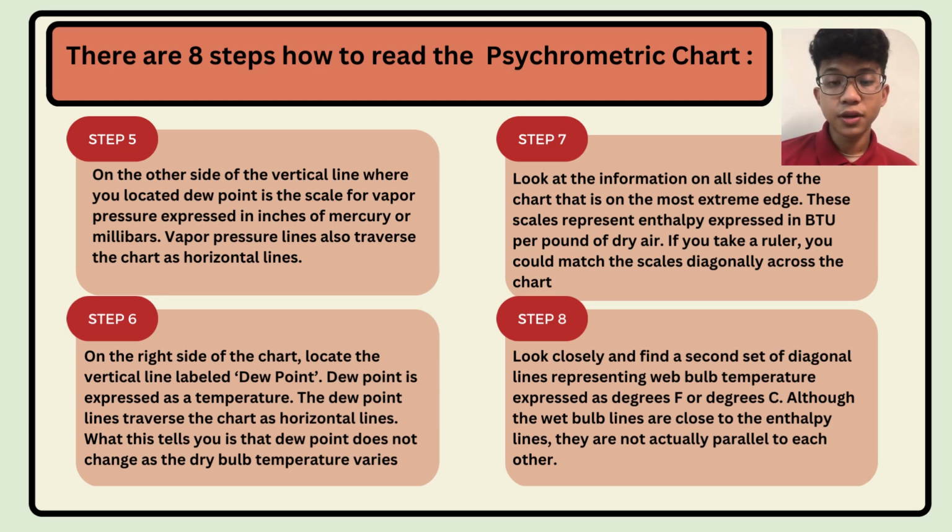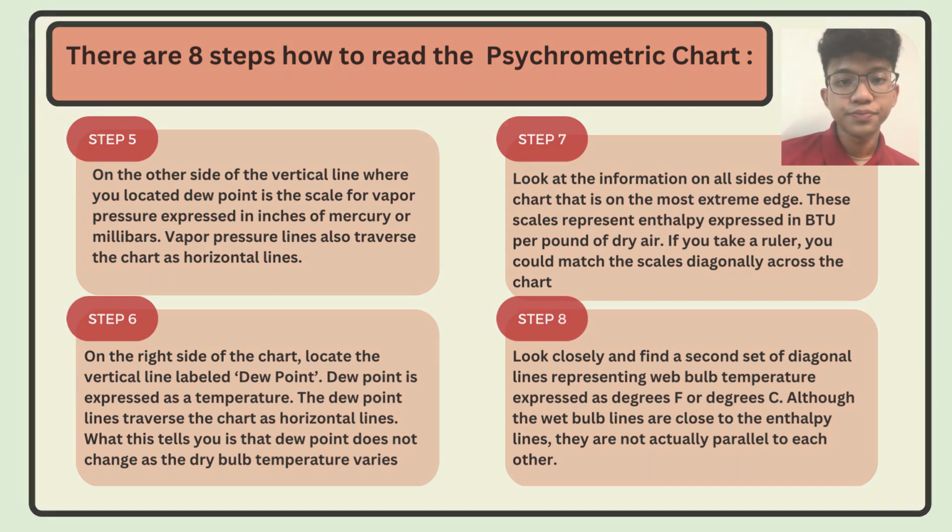And last but not least, step 8, look closely and find a second set of diagonal lines representing wet bulb temperature, expressed as degrees Fahrenheit or degrees Celsius. Although the wet bulb lines are close to the enthalpy lines, they are not actually parallel to each other.